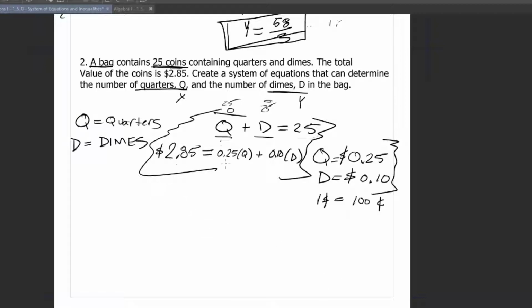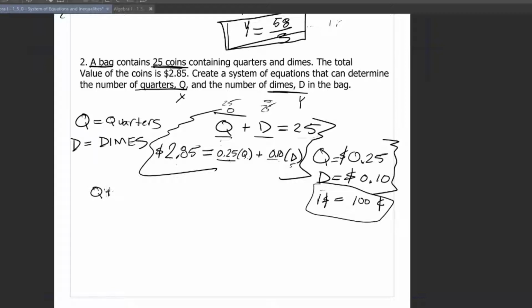Okay. So knowing this, we have however many quarters times its value. So if we have 2 quarters, we know the value of those 2 quarters equals 50 cents. We have 5 dimes. We know the value of the dimes, which is 5 times 0.1, is going to be 50 cents, right? We have 1 quarter, value is going to be 25 cents. 3 quarters, 75 cents. 6 dimes, 60 cents. 10 dimes is going to be 100 cents, or this conversion here, $1.